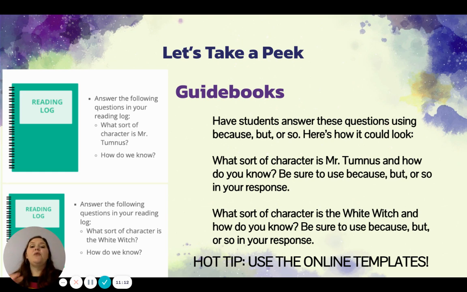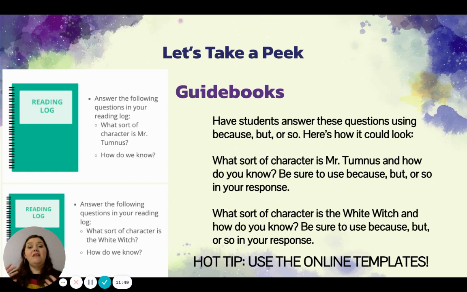So instead of using these questions as they are over here, I could change these questions just a bit to kind of get a 2-for-1 assessment. I would be able to see, do my students understand what they've read? But I'd also be able to check and see, do my students understand how to appropriately use because, but, or so when writing a sentence? So I would change my questions to, what sort of character is Mr. Tumnus and how do you know? Be sure to use because, but, or so in your response.